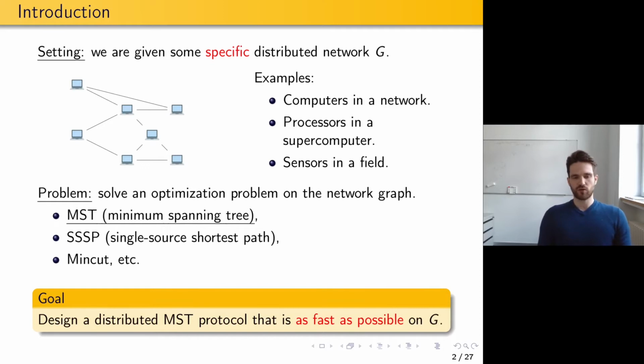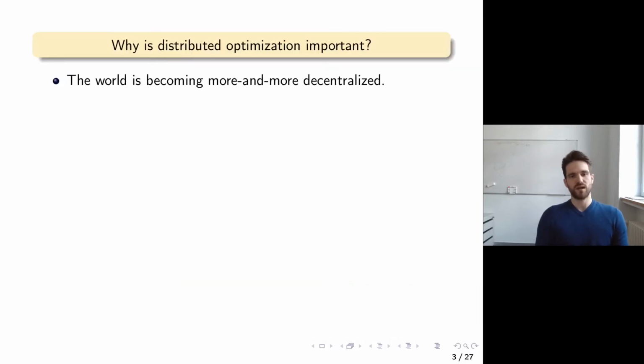As a short goal to keep in your mind, your goal is to design a distributed minimum spanning tree protocol that is as fast as possible until all the nodes compute the minimum spanning tree of that distributed network G. Okay, before we dive into the specifics, let's discuss why do we even care.